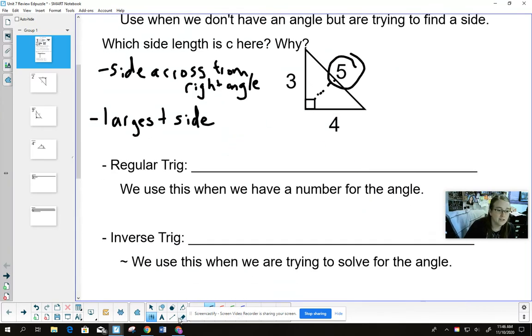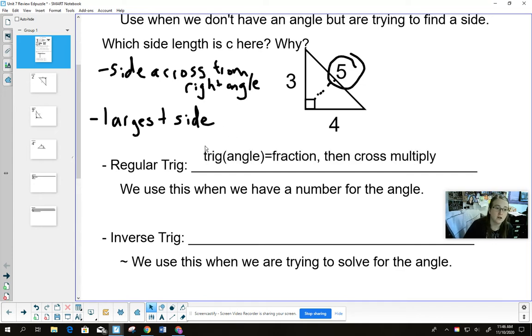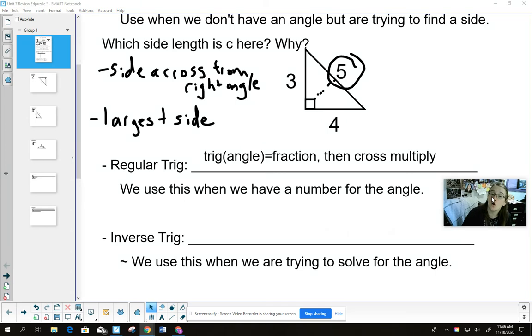Our next tool we have is regular trig, which we know our setup looks like this. Whatever our trig function is, sine, cosine, tangent of our angle, equals our fraction, and then we cross multiply and go from there. Remember, it's possible after you cross multiply, we might have to do other things.